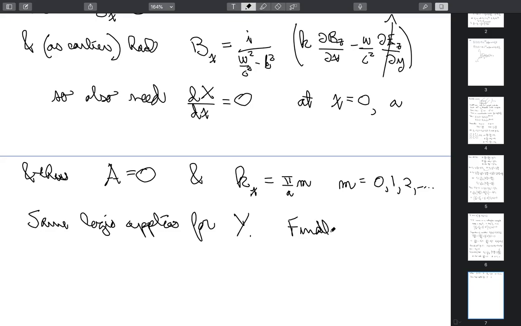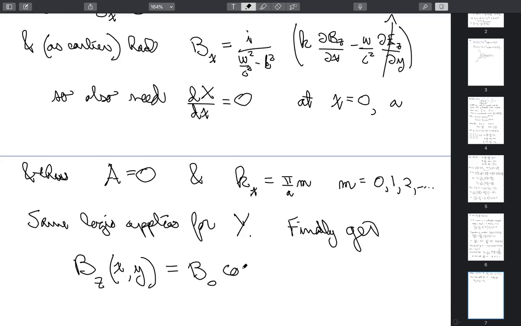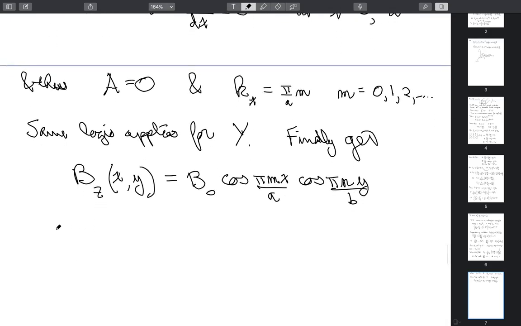And you finally get that the Bz of x and y has to be some constant, let it be B0, with the cosines of the two allowed wave vectors. So pi m x over a, and then in the y direction it's going to be cosine of pi n y over b. Okay, and this is known as the transverse electric mn mode.